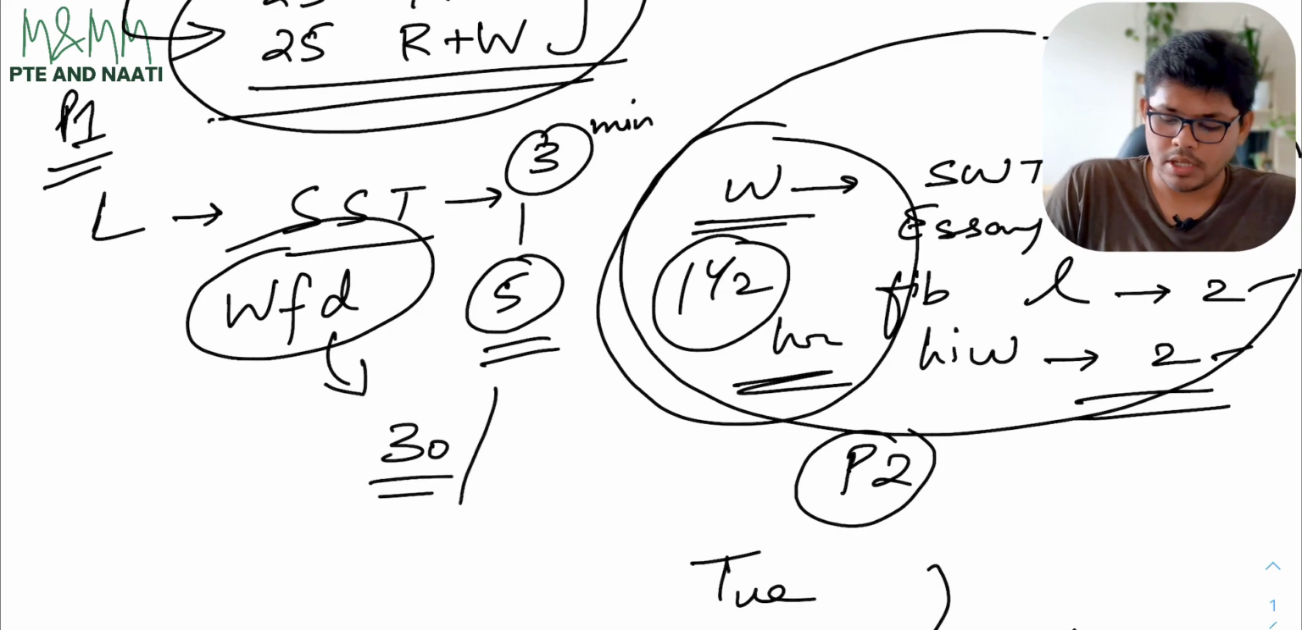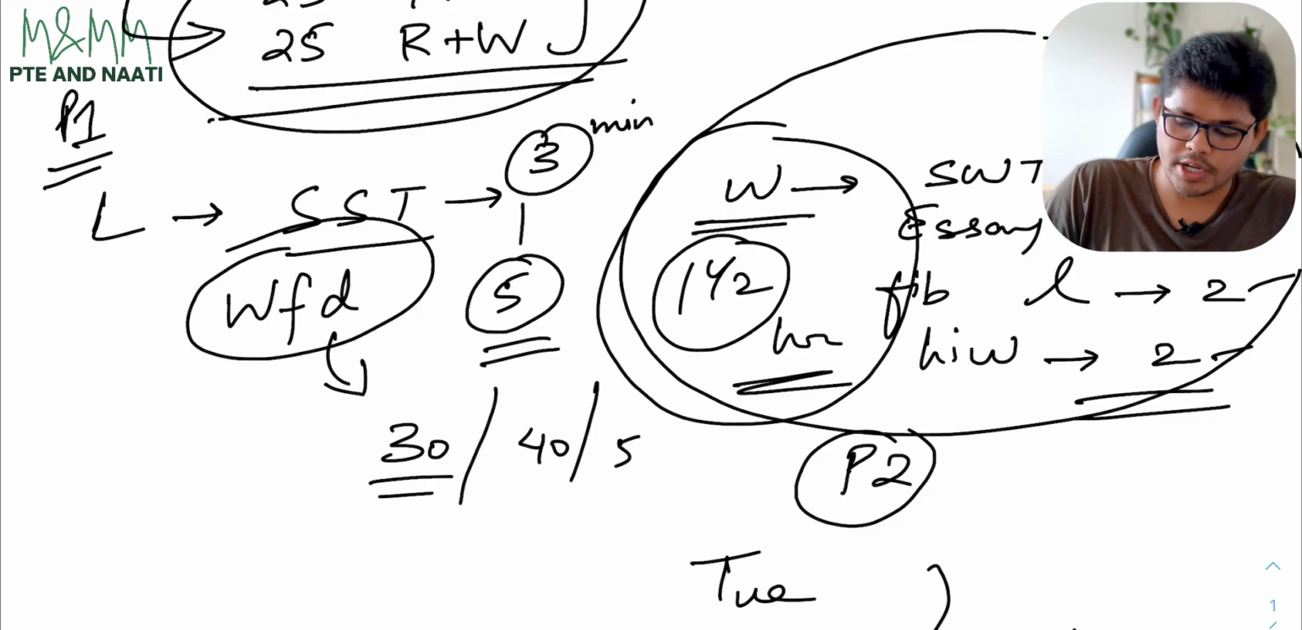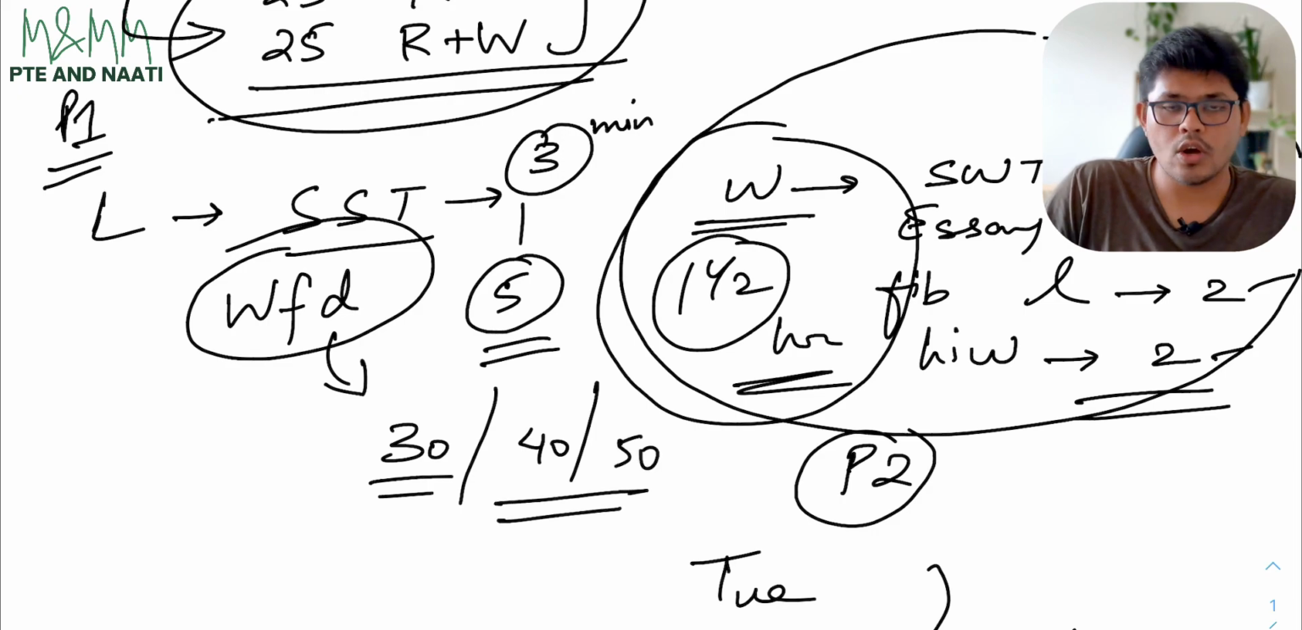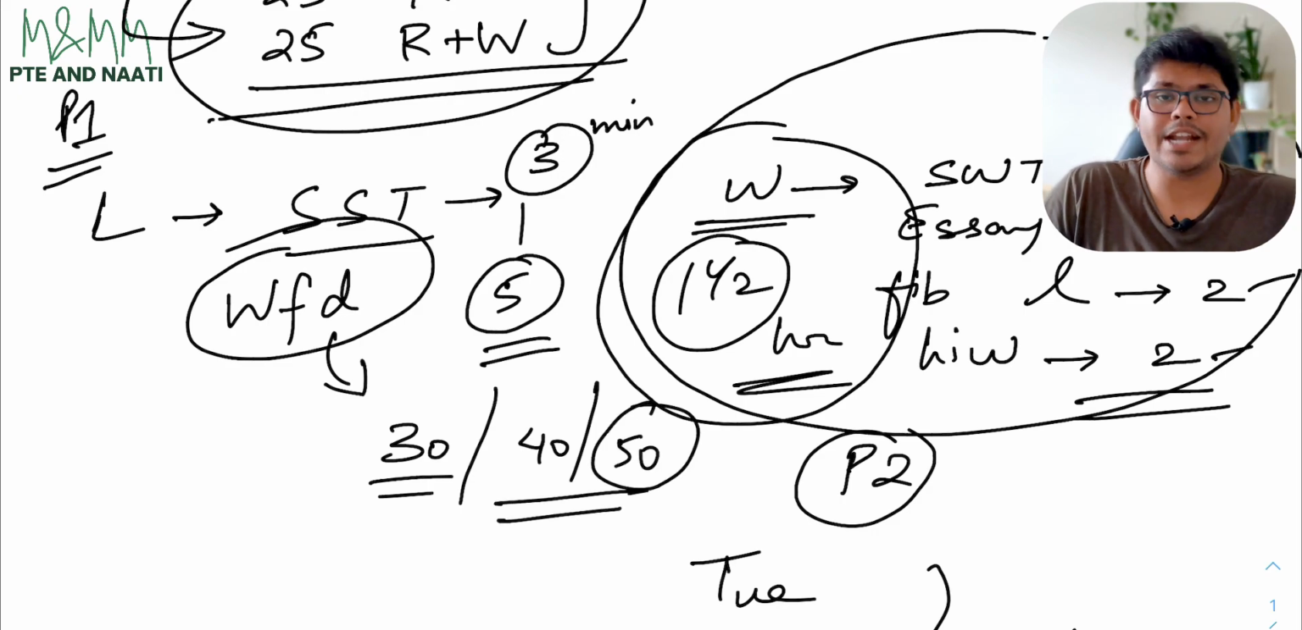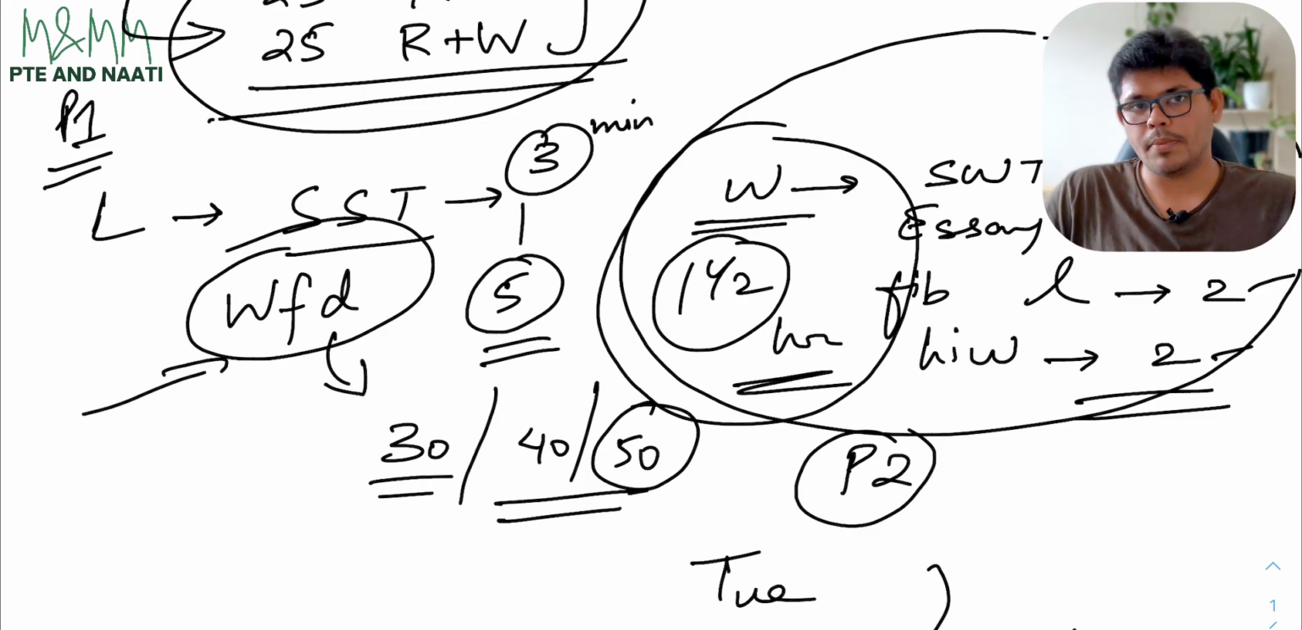This is the minimum. If you have time, go up to 40, go up to 50. Honestly, I used to do 50 a day. That was my target, because I know the importance of this topic, the weightage of this topic. It's heavy. It is 40 marks in listening, 40 in writing.